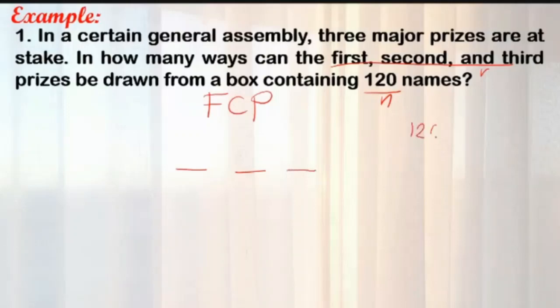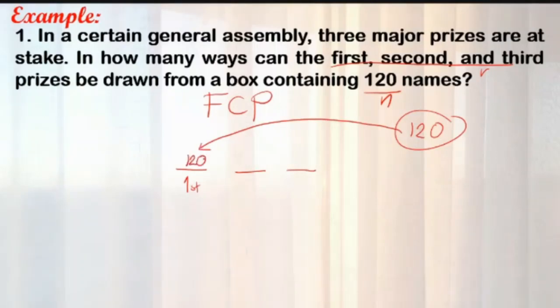Now next, out of the 120 names, say one of the names is already drawn as first prize. So one of the 120 is already here, that is 120. Now next, since one of the 120 names is already taken, your choices for the second prize will be lessened by 1. So instead of 120 here, you will have 119. Okay, that is 120 names minus 1 name for the first prize.